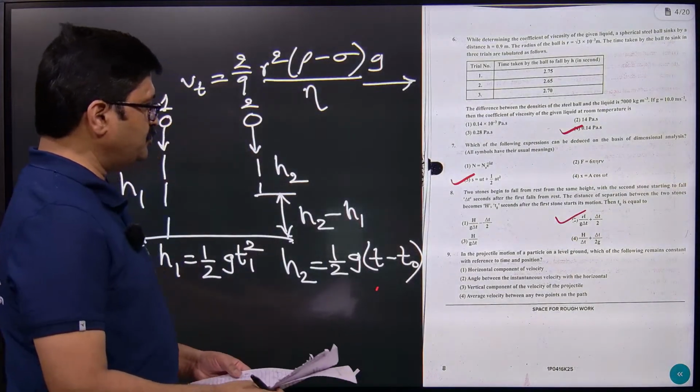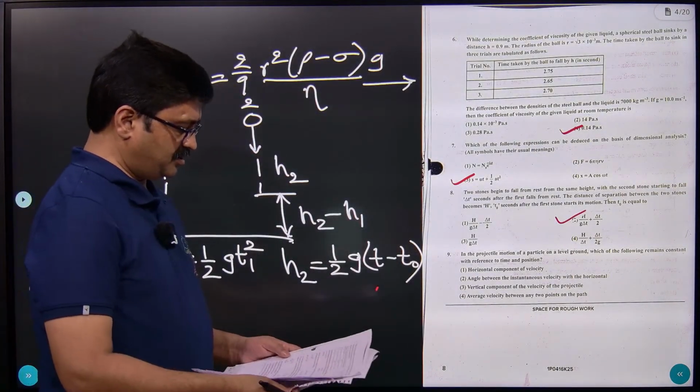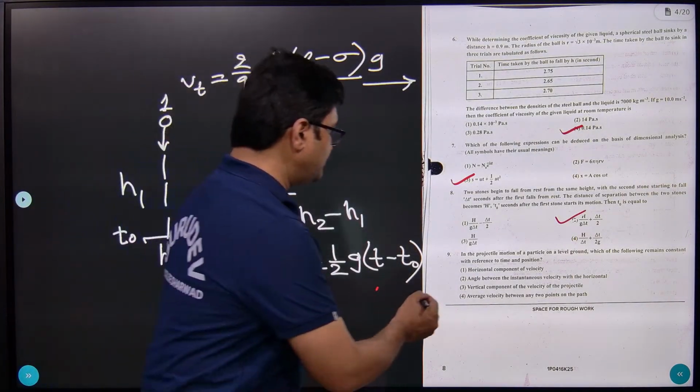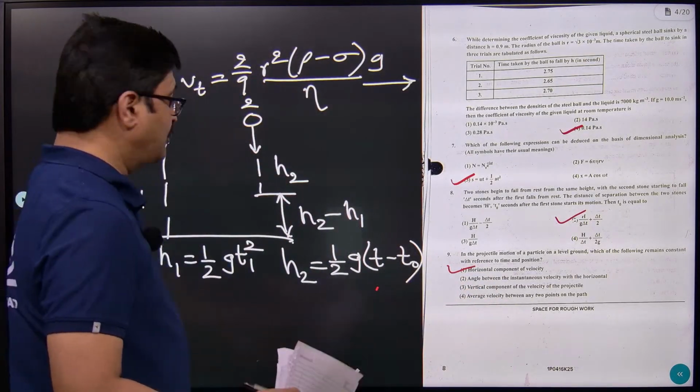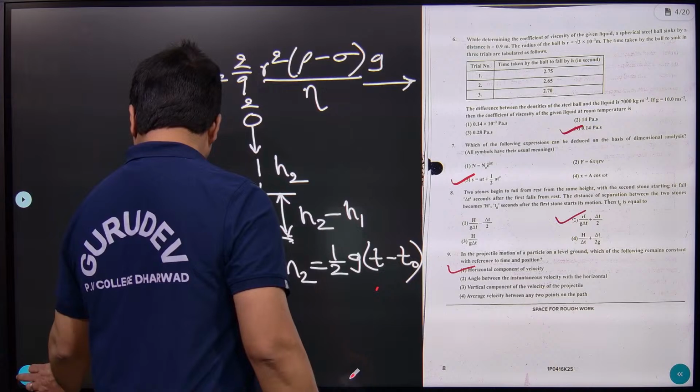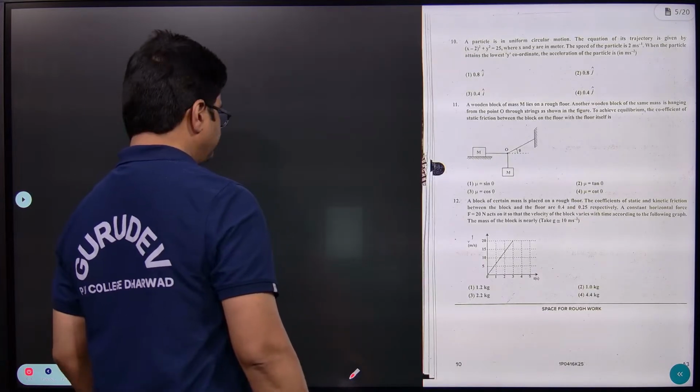Then moving on to the 9th question. In the 9th question, it is a direct question. We can see that the horizontal component of velocity is always constant in projectile motion. Then moving on to the next question.